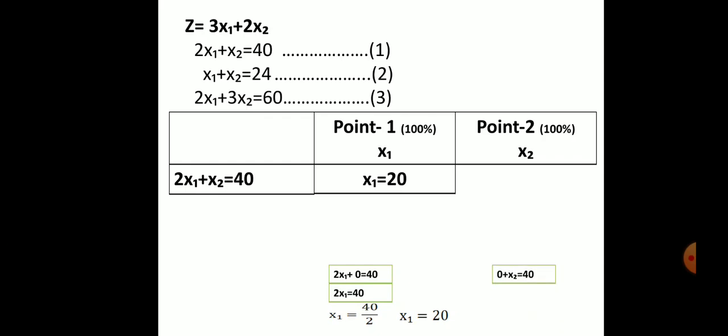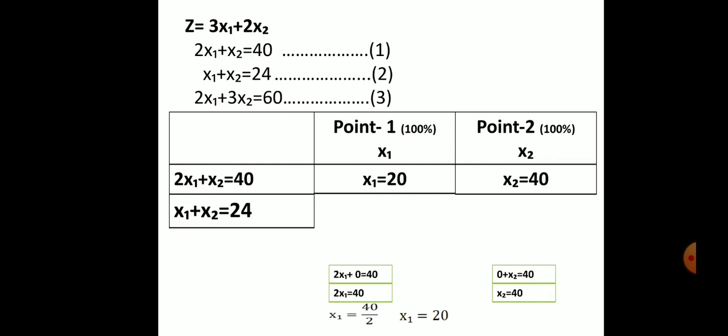So 20. Next, in point 2, we consider that we are producing only product x2; we are not considering x1 here. So 0 is taken, and 0 multiplied by 2 is 0 only, so 2x2 equals 40 gives... here the coefficient of x2 is only 1, so x2 is equal to 40. It's clear, students, how to find the values of x1 and x2, if you are producing only product x1 or only product x2. These are in units you are going to produce.